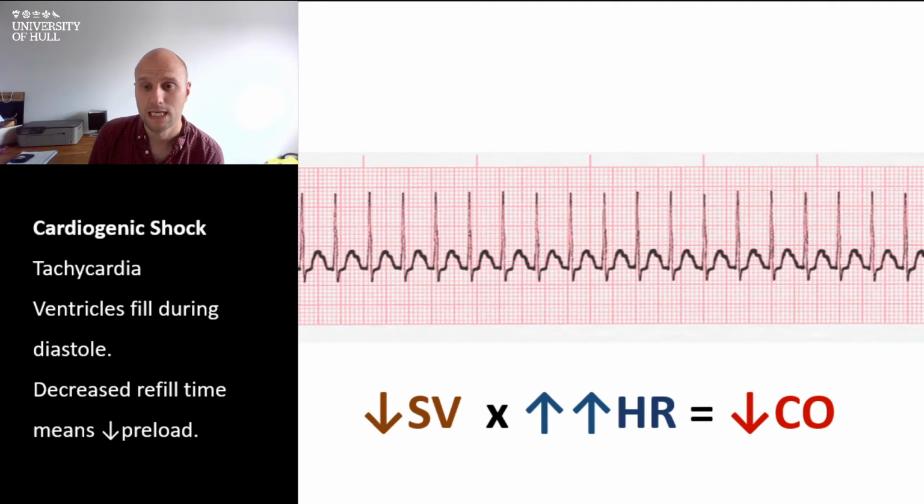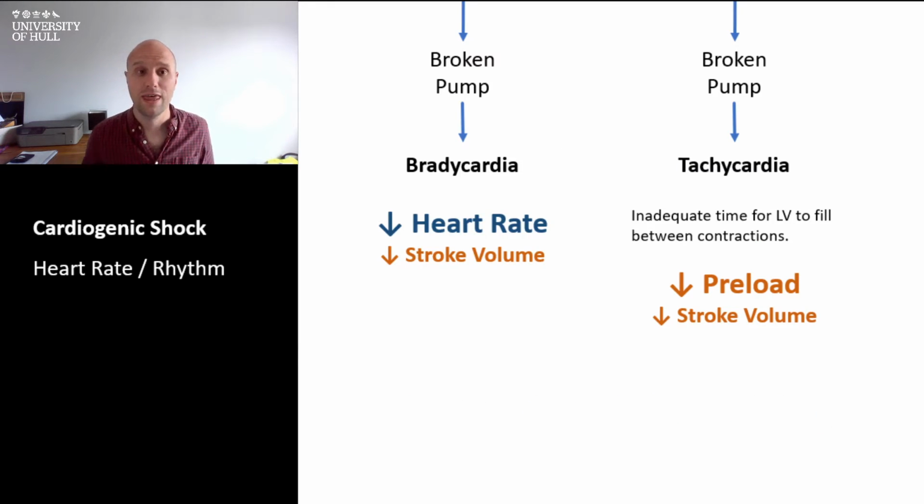And so actually, as your heart beats faster, your left ventricle doesn't get as full, your preload drops, and so your stroke volume will drop because there's less in the left ventricle to get pumped out. Consequently, your cardiac output is low and your blood pressure will be low because of that.